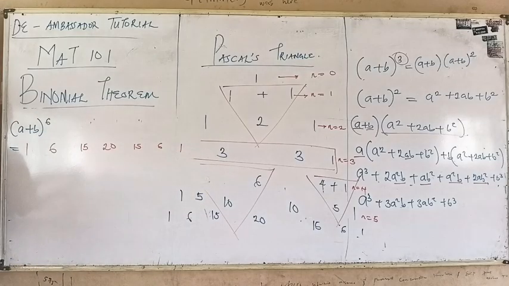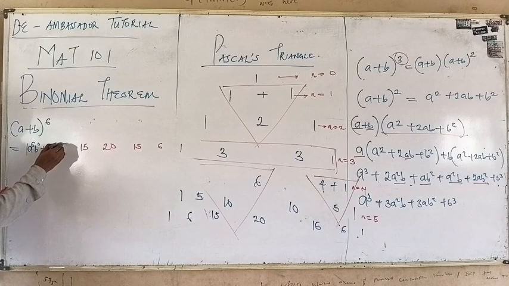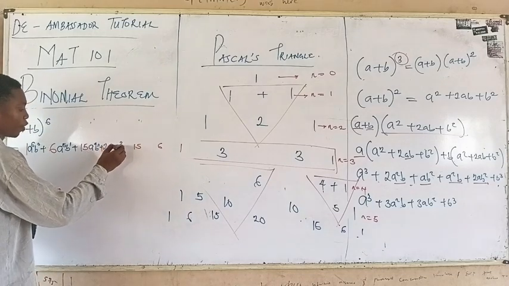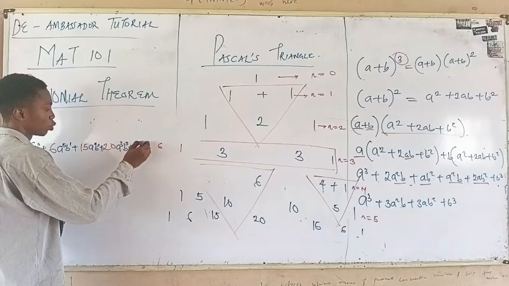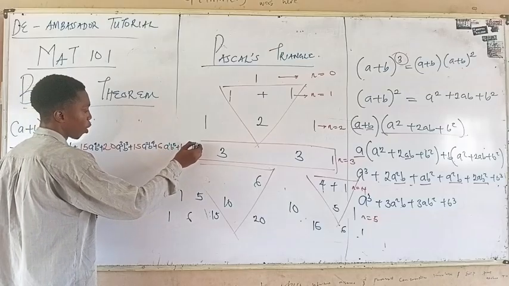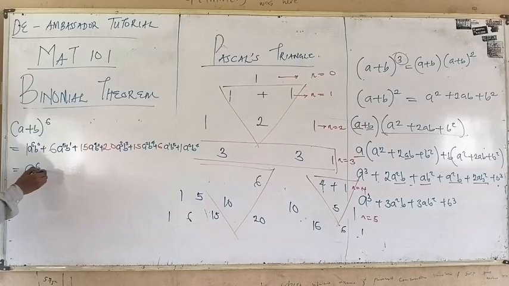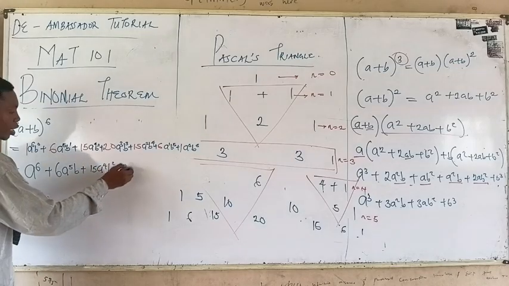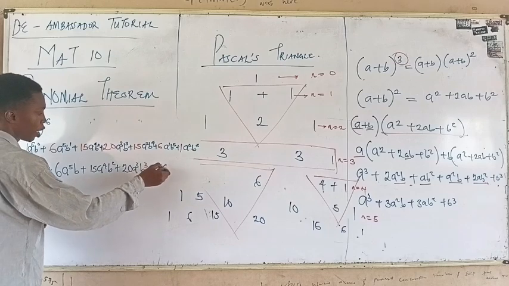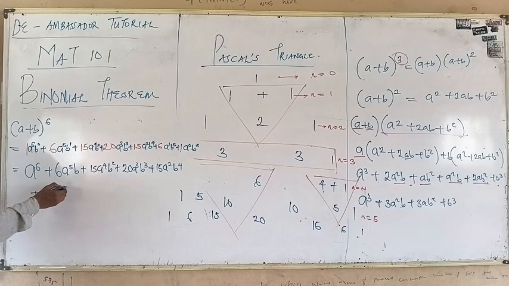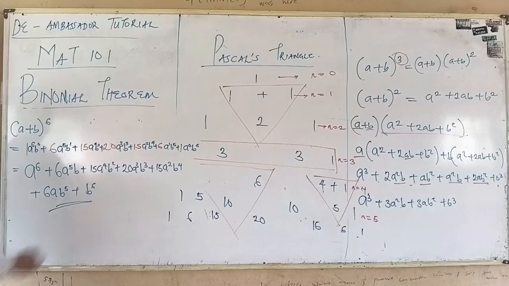Then what happened to the variables? A to the power of 6, B to the power of 0, plus A to the power of 5, B to the power of 1, plus A to the power of 4, B to the power of 2, plus A to the power of 3, B to the power of 3, plus A to the power of 2, B to the power of 4, plus A to the power of 1, B to the power of 5, plus A to the power of 0, B to the power of 6. Then I have A to the power of 6 plus 6A to the power of 5 B plus 15A to the power of 4 B squared plus 20A cubed B cubed plus 15A squared B to the power of 4, plus 6A B to the power of 5, then B to the power of 6. That's how you expand this.